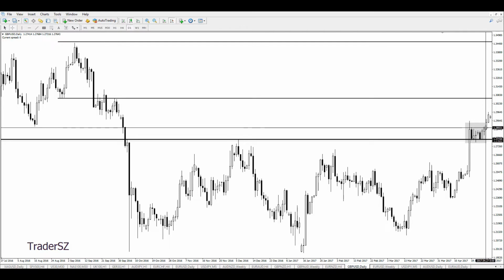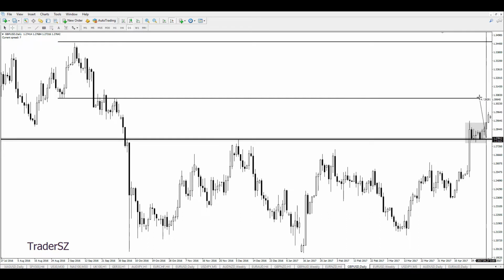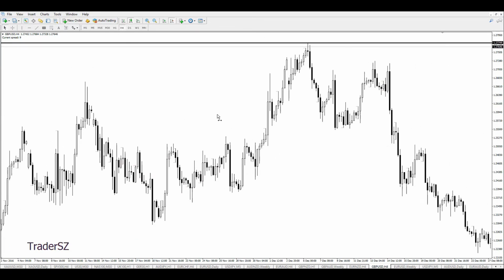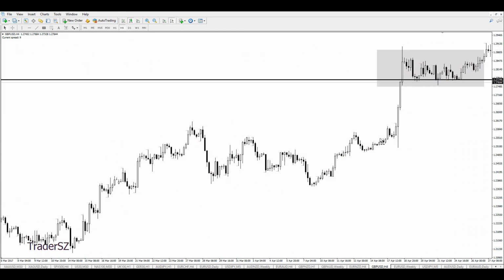If that's the objective, then from this level here it's a 284 pip target. I can get at least 50 to 100 points out of that. That's what I'm looking for. So then what I'll do is go to the 4 hour and see if I can get a tighter entry. So it's happening, it's moving.